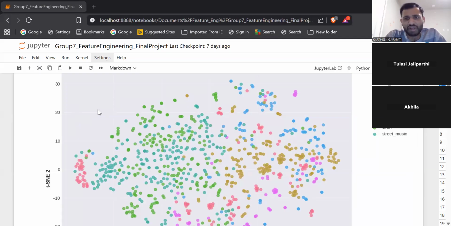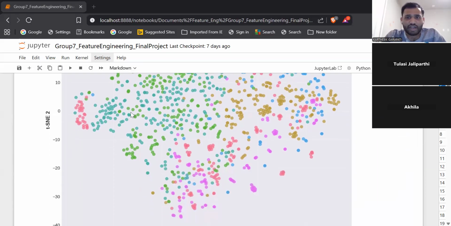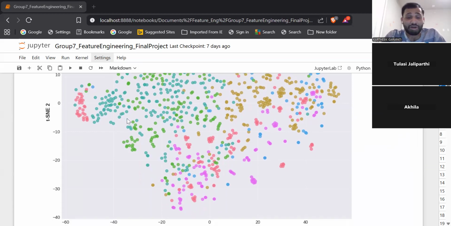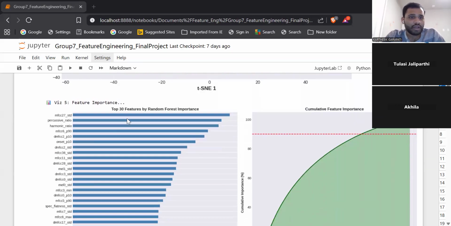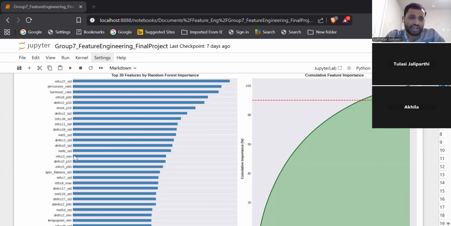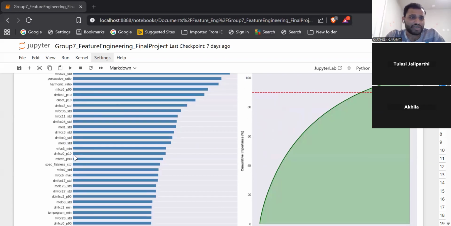Visualization 5 gives us the feature importance, with the top 30 dominated by MFCC statistics, with delta and delta-delta ranking high. The cumulative plot shows 90% of the power from 800 of 2,471 features. These were the visualizations for the top 30 features.